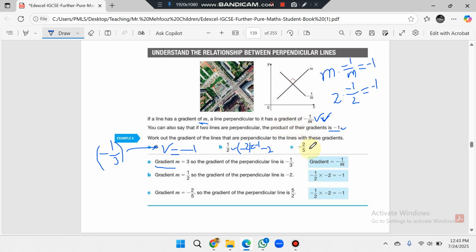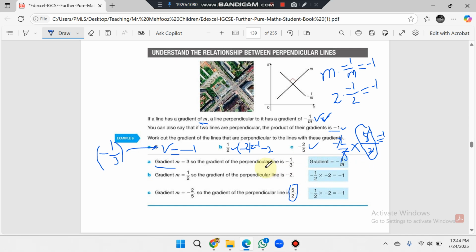Yes. And in part C, you can see that the gradient is given as minus 2 over 5. So if we multiply this minus 2 over 5 by 5 over 2, you can see that this 5 is cancelled out by this 5, this 2 is cancelled out by this 2, and the answer will be minus 1, which is required. So it means that the perpendicular line has the gradient 5 over 2 as given in this part C. Understand?